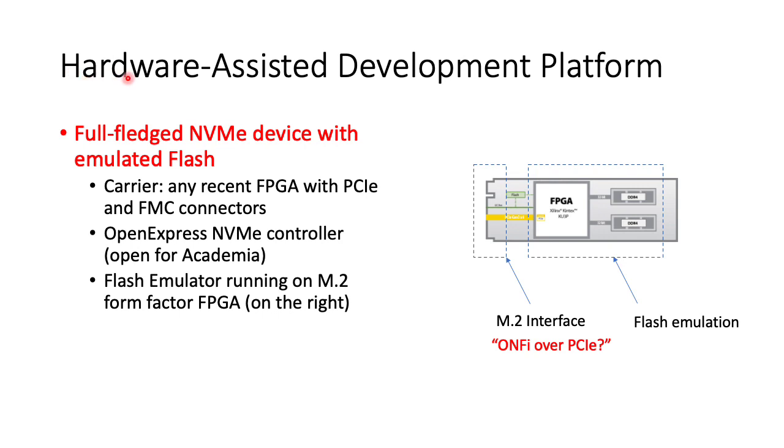The idea here is still to use hardware in a full-fledged NVMe device, but we want to emulate flash. We don't want to emulate it in software, so we would get a daughter card that contains an FPGA with some memory that can behave as flash memory. And we can attach this hardware-assisted emulator to any FPGA board that has a PCIe interface, and it could be extended through FMC connectors. There are available NVMe controllers in academia with open source that we can use, and I know one effort that's ongoing about developing a flash emulator for this sort of device.